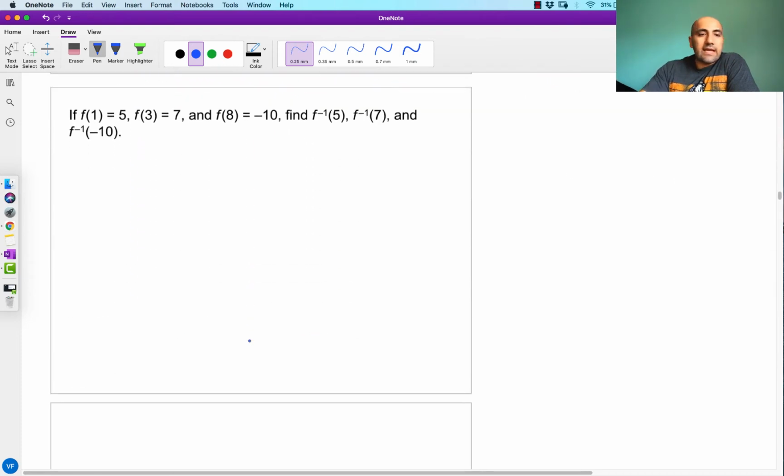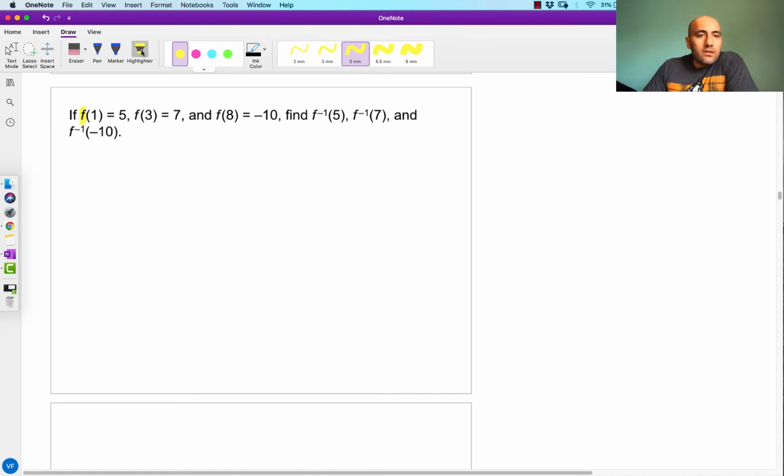Here's another little example with some numbers. So let's say that these two functions, f and f inverse, are defined this way. We have that f of 1 leads to 5, f of 3 leads to 7, f of 8 leads to negative 10. And then they ask us to find each one of these other guys.